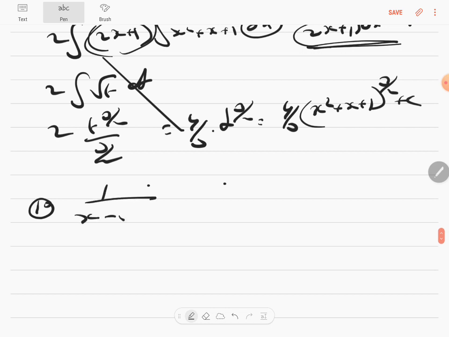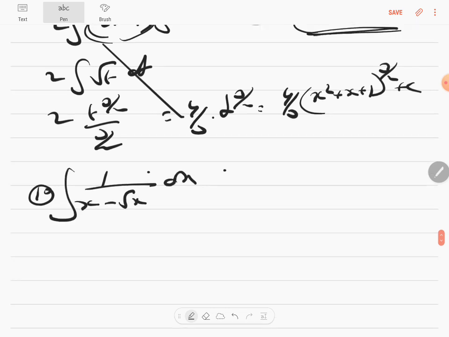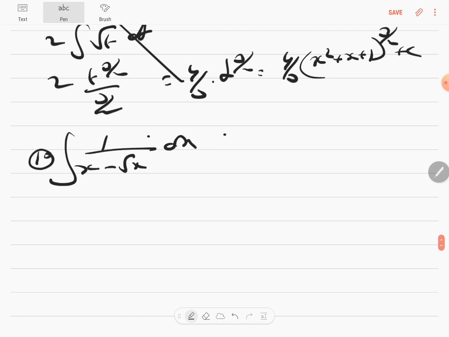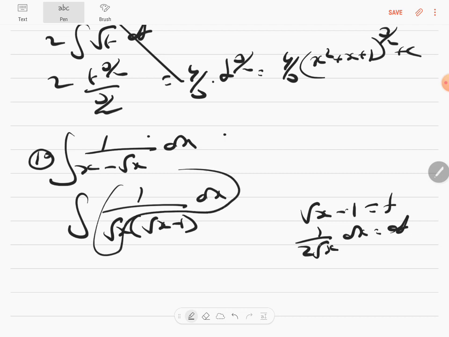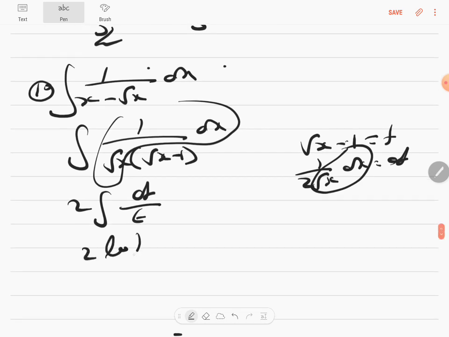1 by (x minus root x) into dx. Let root x be t, so 1 by 2 root x dx will become dt. With that in mind, I am taking root x common, so it will become root x into (root x minus 1) into dx. If root x minus 1 itself is t, then 1 by 2 root x into dx becomes dt, and 1 by root x dx can be written as 2 times dt. So 2 into dt by t, which is 2 into log t, which is 2 into log of mod of root x minus 1, plus c.